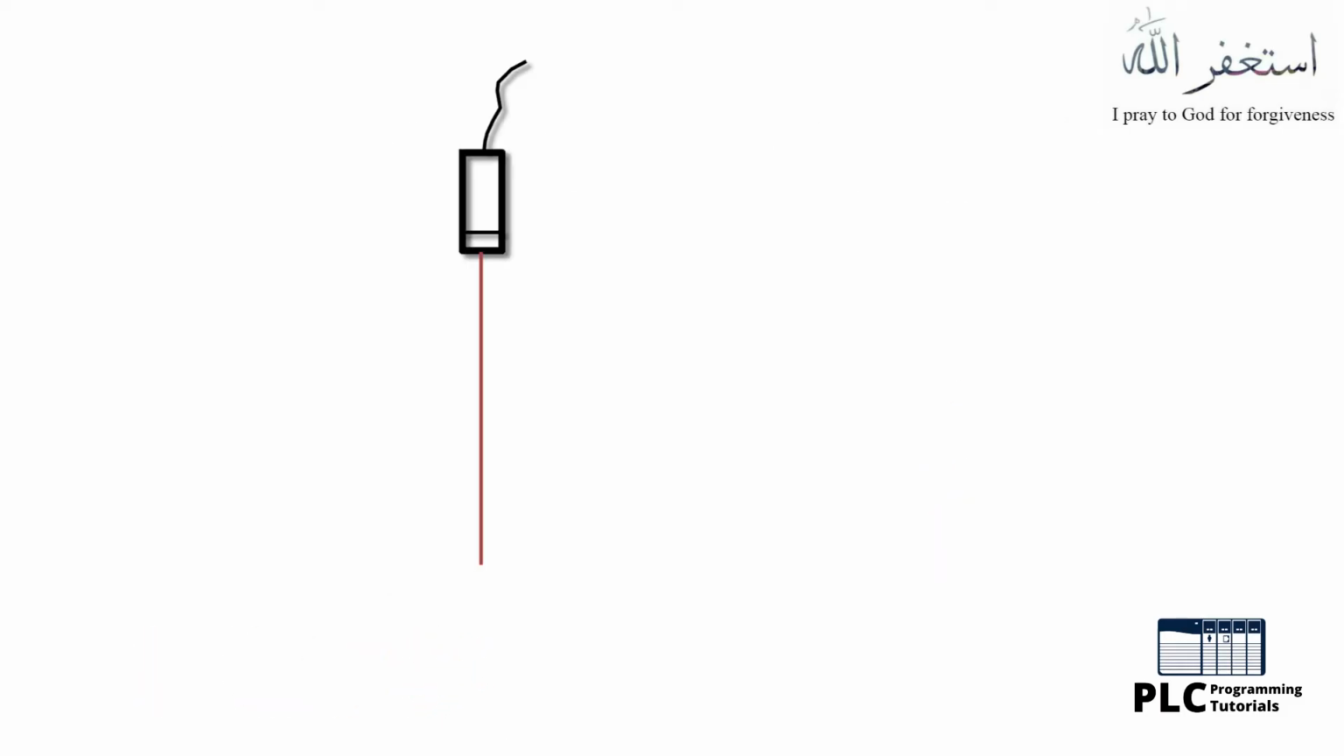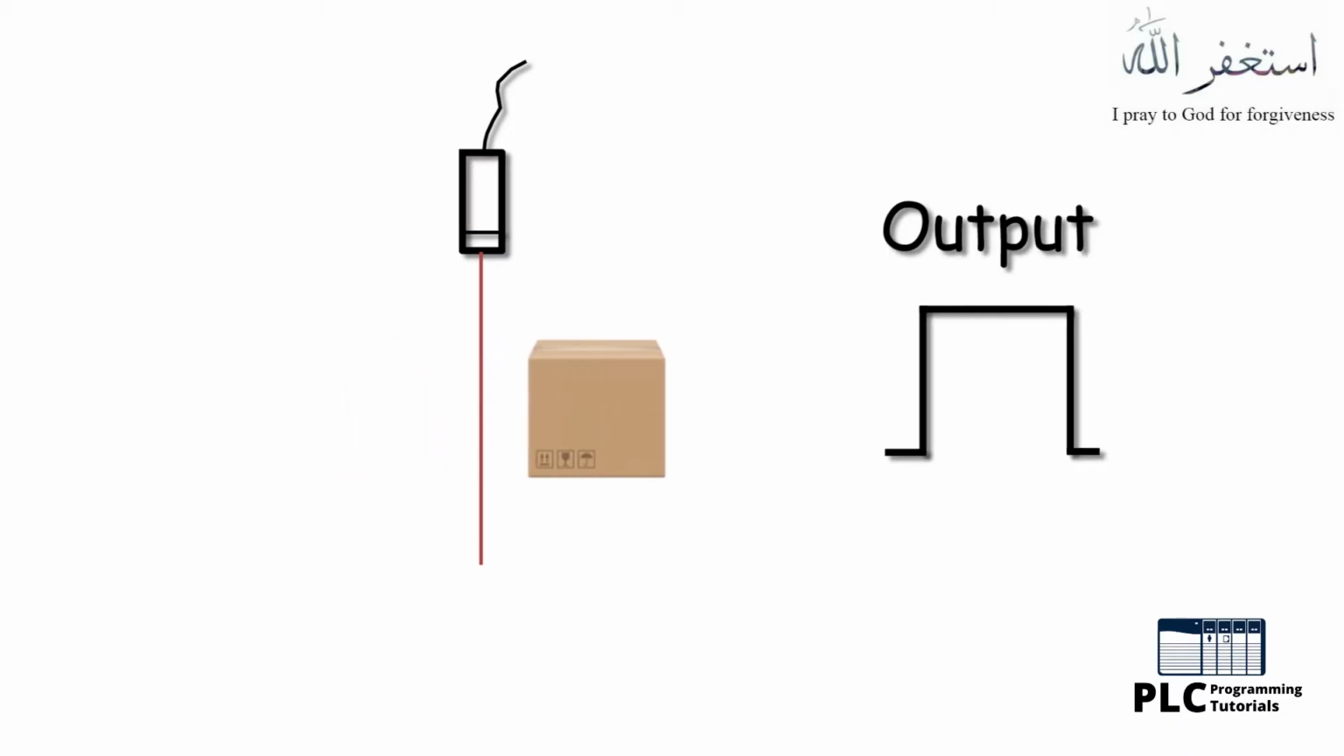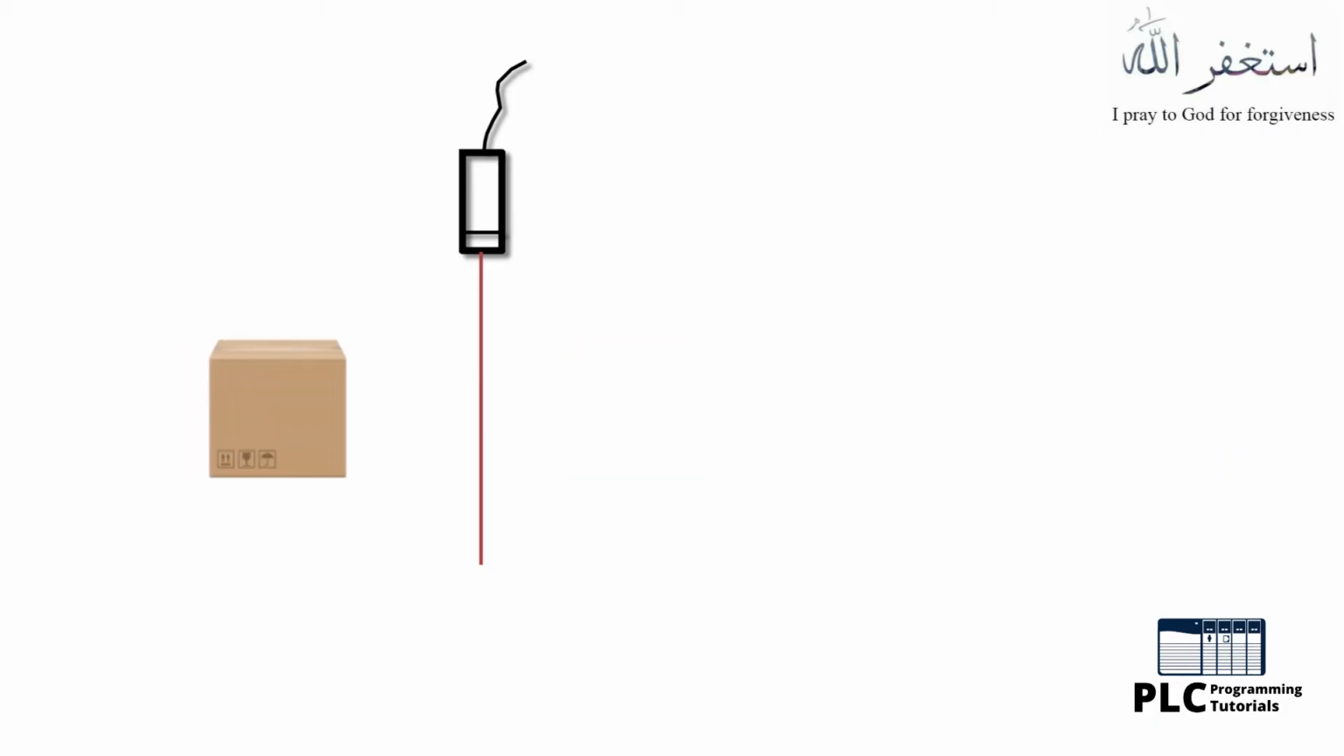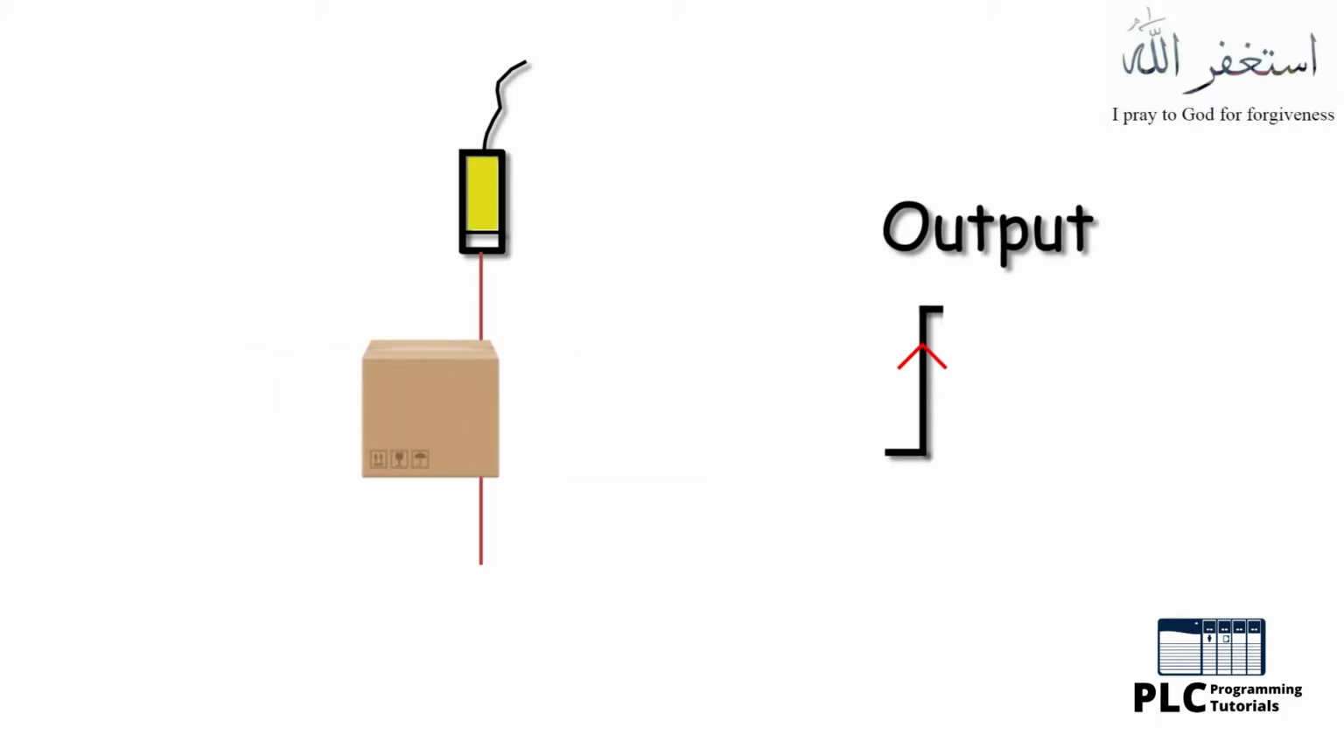Let's see an animation. When a box passes in front of a sensor, the sensor gives an output signal. Now, if we look closely, as the box's front corner just comes in front of the sensor, the output signal turns on. At this moment, if we look at the output pulse, the signal has just turned on. This is called the rising edge of the output signal.